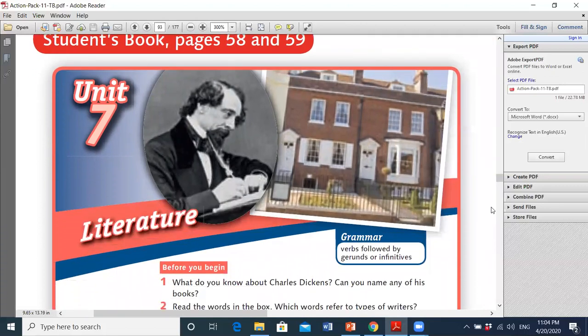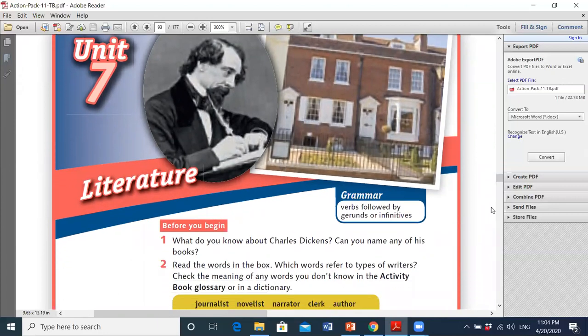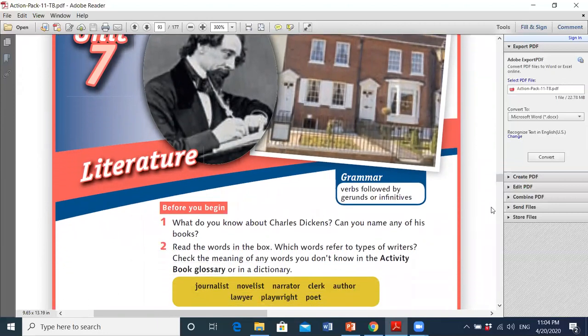So before we begin, what do you know about Charles Dickens? Charles Dickens is a very, very famous English writer. He lived, as I told you, in the 19th century. He came from a poor family, and this is an important piece of information. And he wrote during the Industrial Revolution, as I explained before. So let's read the words in the box and see which words refer to types of writers.